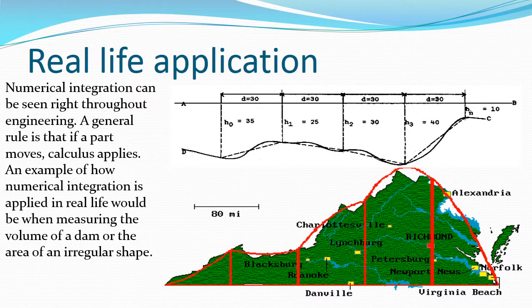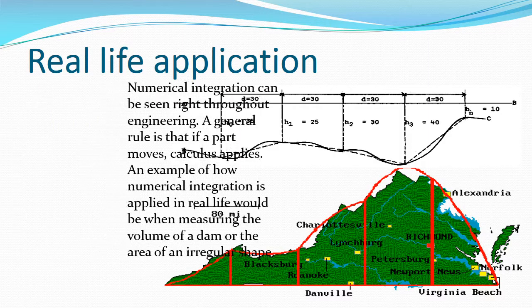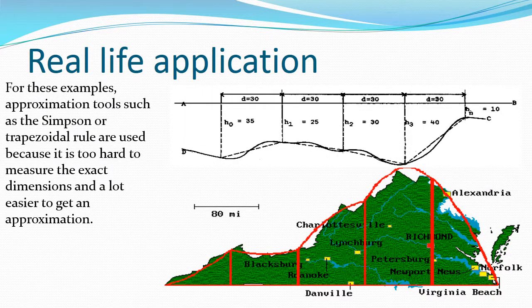Numerical integration can be seen right throughout engineering. A general rule is that if a part moves, calculus applies. An example of how numerical integration is applied in real life would be when measuring the volume of a dam or the area of an irregular shape. For these examples, approximation tools such as Simpson's or the trapezoidal rule are used because it is too hard to measure the exact dimensions and a lot easier to get an approximation.